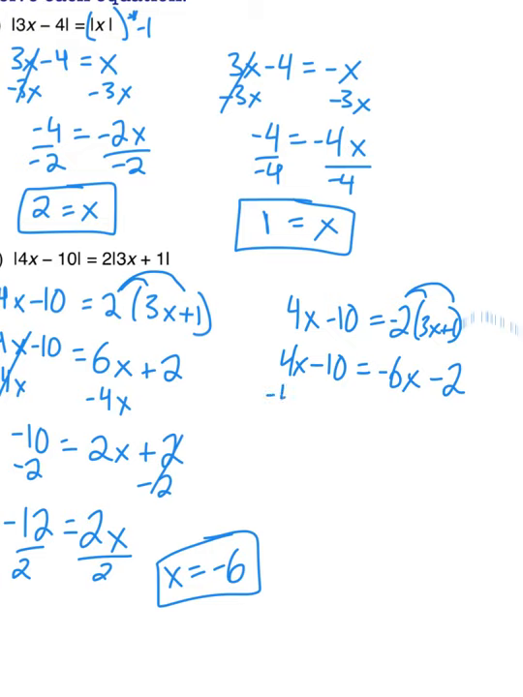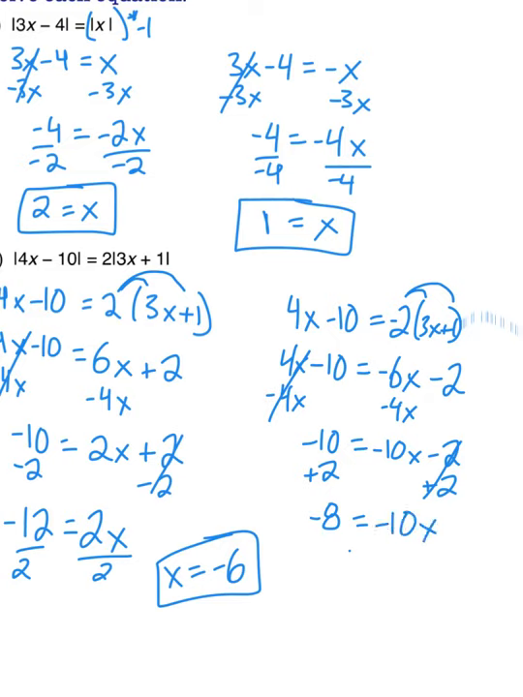All right, so we're going to subtract 4x from both sides again. Cancels out on the left. I'm left with negative 10 equals negative 6x minus 4x is negative 10x minus 2. And then we get all our constant terms to one side, so add 2 to both sides. Cancels out on the right. Negative 10 plus 2 is negative 8. So I have negative 8 equals negative 10x.